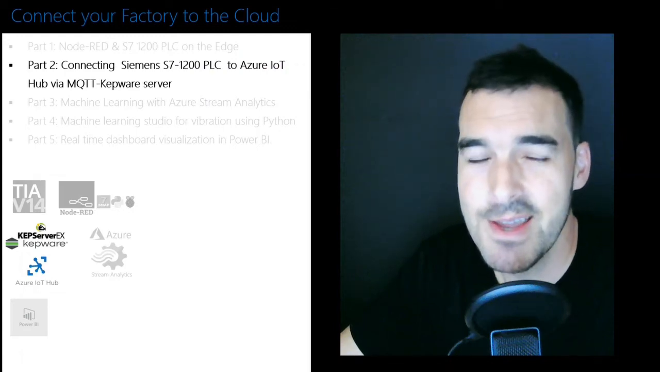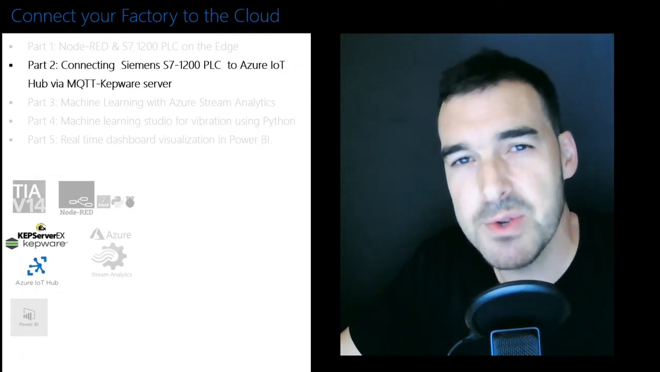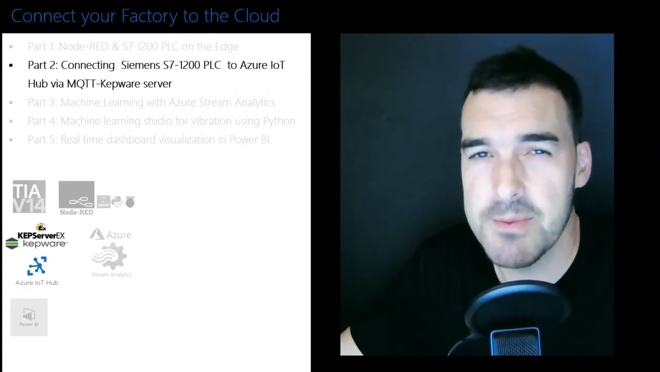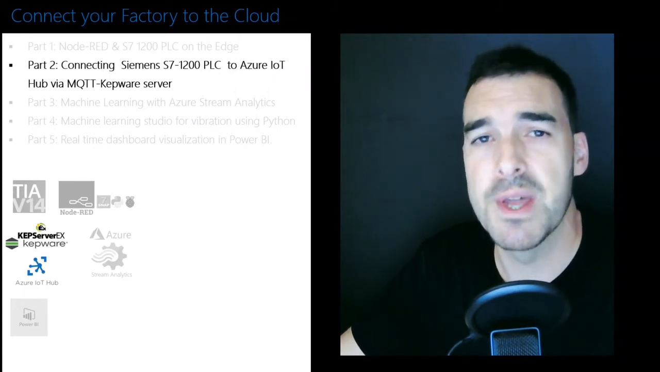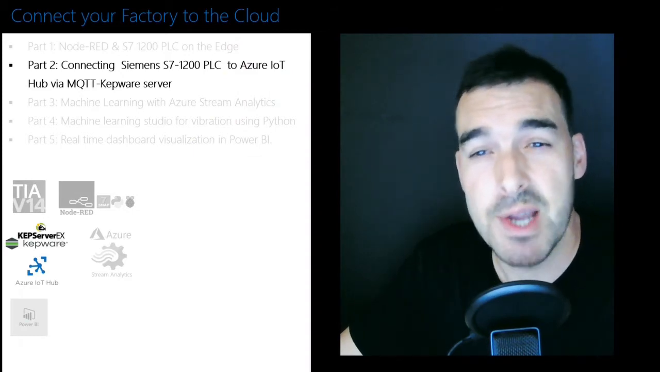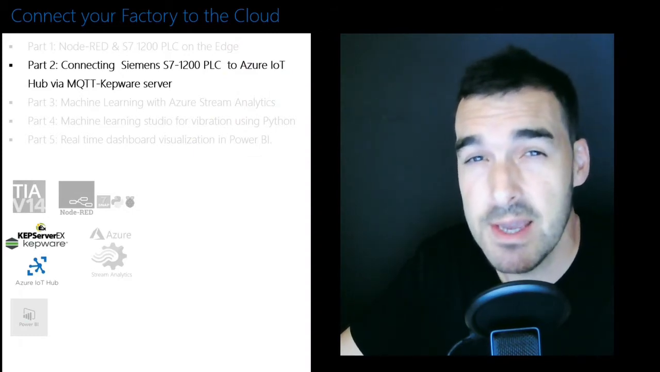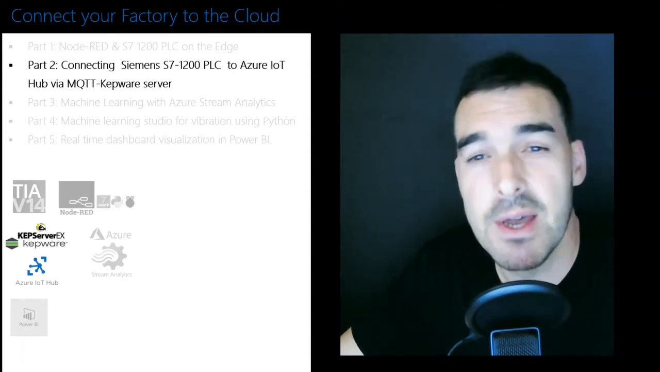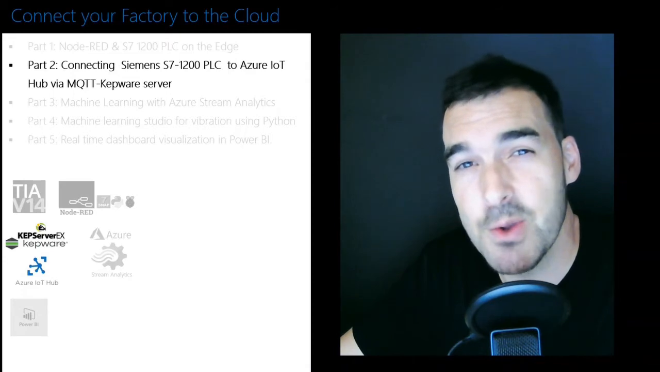Hello everyone, this is the second video on how to connect your factory to the cloud. In the first video, we connected our setup to an edge device using Node-RED. Today, we are sending the vibration sensor signal to the cloud, connecting our PLC, an S7-1200 from Siemens, to Azure IoT Hub using KepserverEX and MQTT.